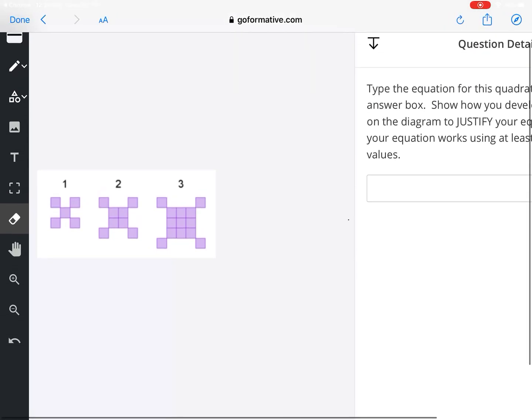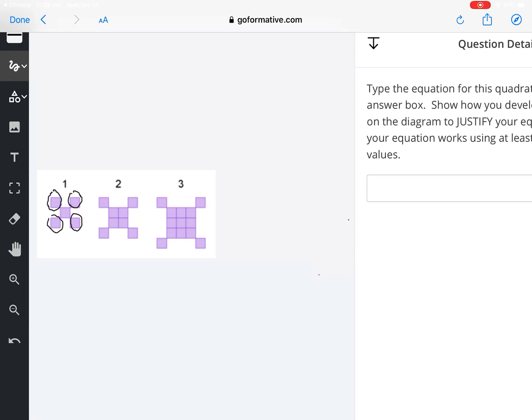So I know that these are consistent. They don't change, and they're always there. Okay, so if I were to have figure 0, that's all I would have is those 4. So the only thing that's changing is this. So we want to start thinking, what's the relationship between that thing that's changing and the figure number?